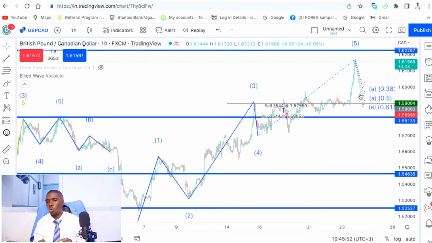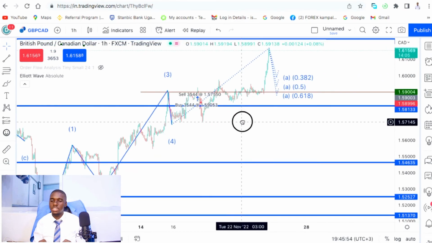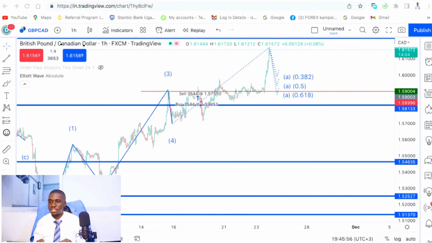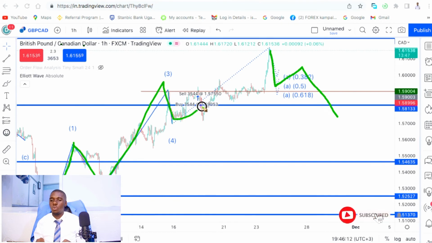So we're literally looking at probably something like this. Let me get a pen and show you. So you're probably expecting to get something of this nature. That is wave A, then B, and then wave C. However, we have our wave 1, wave 2, wave 3, wave 4, and wave 5. So these clearly form what we call the Elliott wave theory.